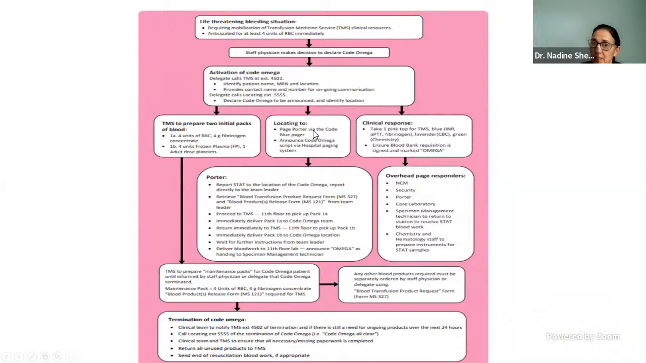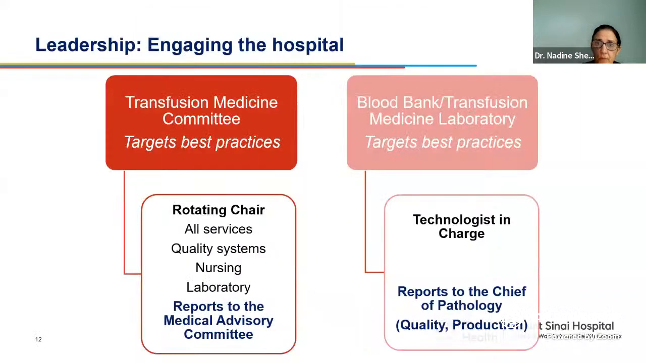What does paging need to do? What should the clinical response be in terms of the type of tubes that are collected for blood? What should the porter be doing each step of the way? And what happens with overhead paging to ensure that when resuscitation occurs of a massively bleeding patient, it's done appropriately and that we reduce the risk of errors overall.